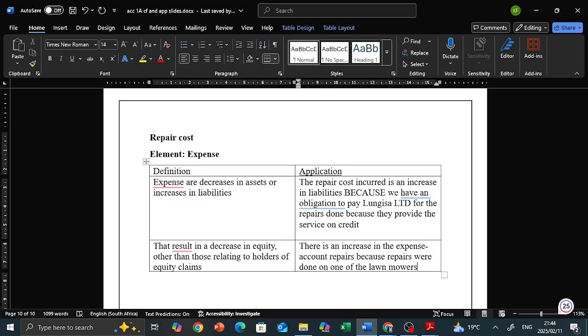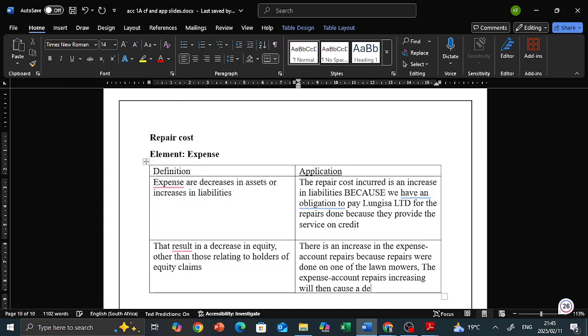That's a mark. Then the expense account, repairs, increasing will then cause a decrease in the profit for the reporting period.